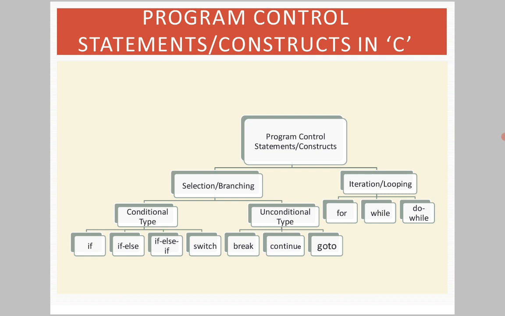Again, iteration or looping statements are of three types: for loop, while loop, do while loop. So these are the different types of control statements. Basically, control statements are of two types: selection statements, or conditional statements, or branching statements. The second one is iteration, loops, or looping statements.